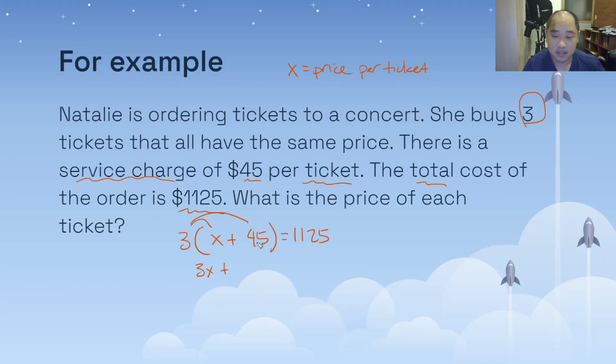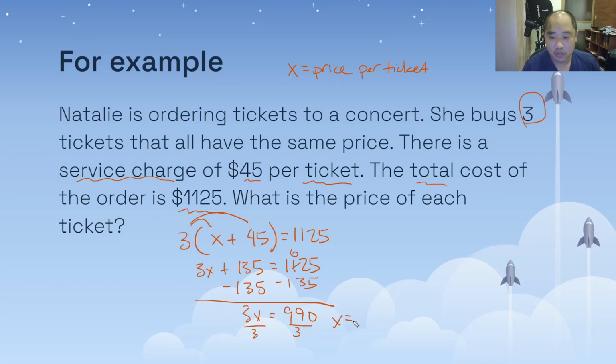3x plus 135 equals 1125 minus 135. And what is that? That's 9. And that's 0. So that's 990. 3x. So x equals 1. No, not 1.